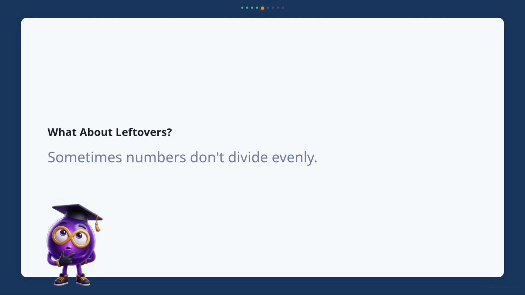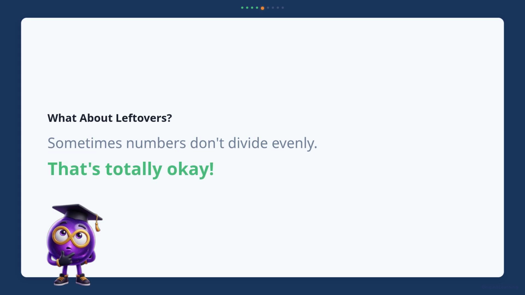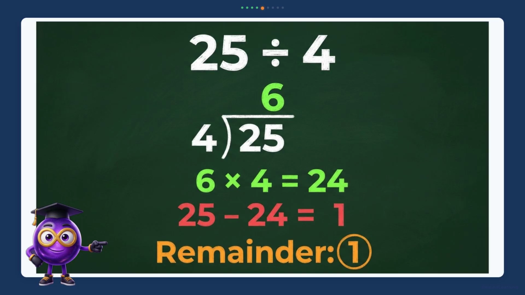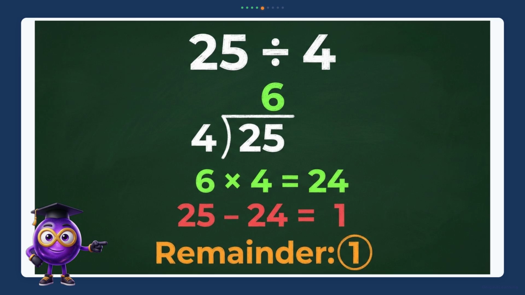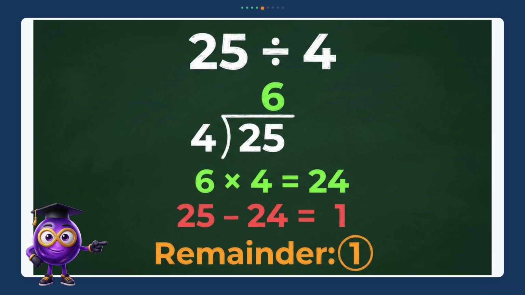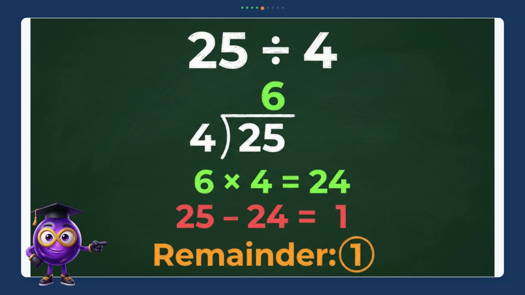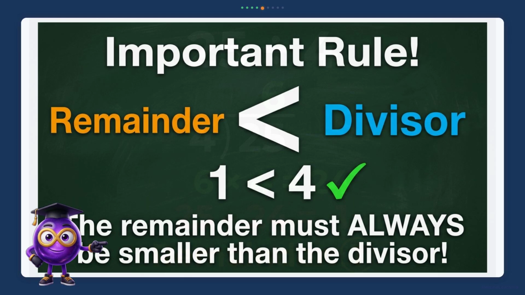Sometimes numbers do not divide evenly. That is totally okay. We get a remainder. Let us try 25 divided by the number 4. How many times does the number 4 fit into 25? 6 times, because 6 times the number 4 equals 24. Now subtract. 25 minus 24 equals 1. There is nothing left to bring down. That 1 is left over. We call it the remainder. We write the answer as 6 remainder 1.